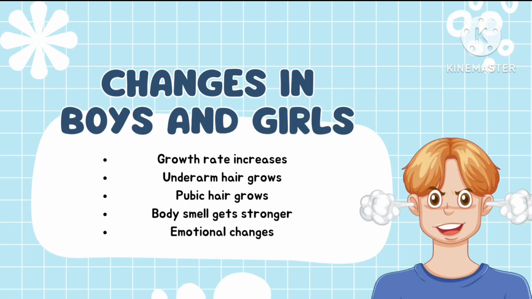Changes in boys and girls. Growth rate increases. Underarm hair grows. Pubic hair grows. Body smell gets stronger. Emotional changes. These changes are observed in boys and girls.